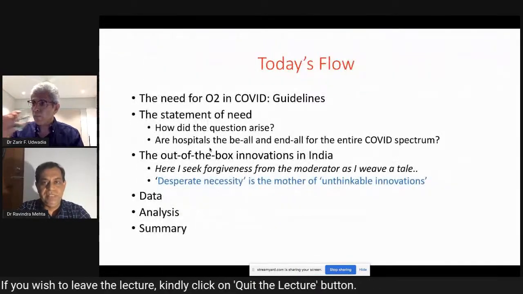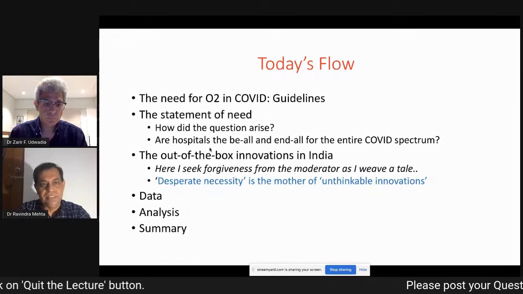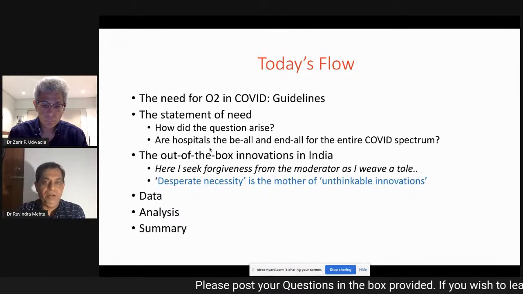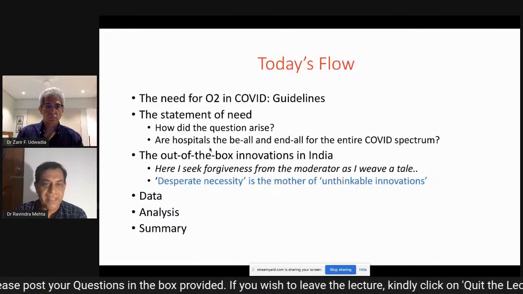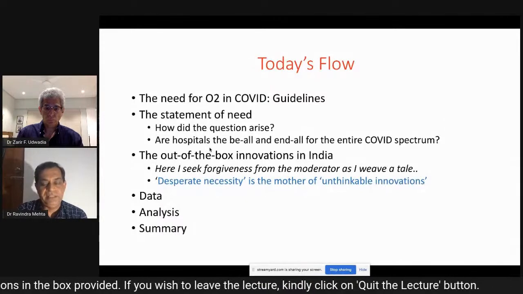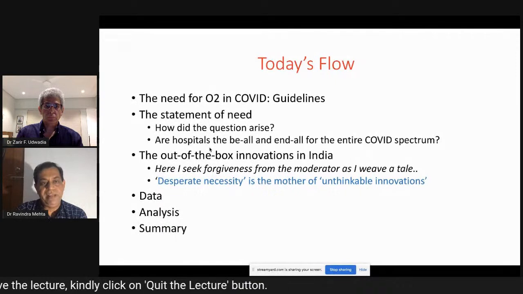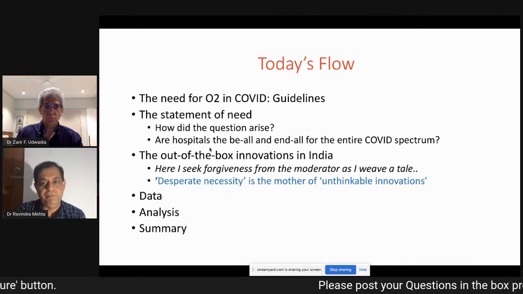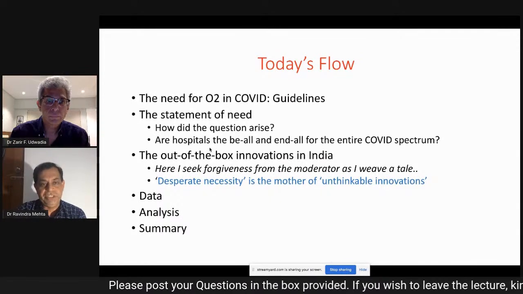So today's flow, in the time given to us, is the need for oxygen, very standard, everybody knows that. The statement of need of this particular concept: how did this question arise? And then comes the most important thing we're asking. If we took around 8-9 months to look at repurposed drugs and try and question them, then we have to look at where we consider our mecca of care, which is a hospital. And we ask this question as we have put on the screen. And then we talk about out-of-the-box innovations in India.